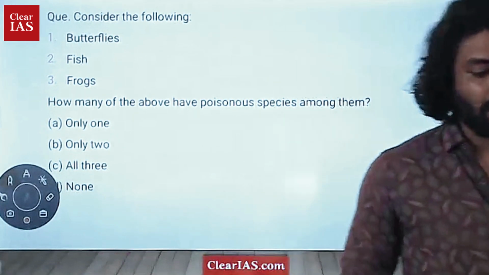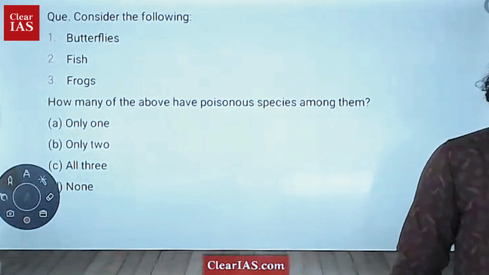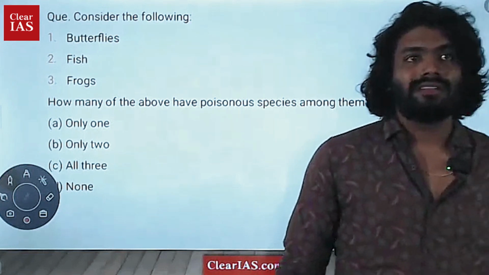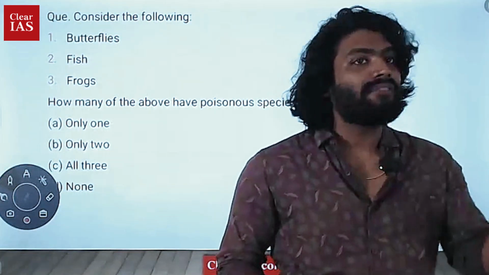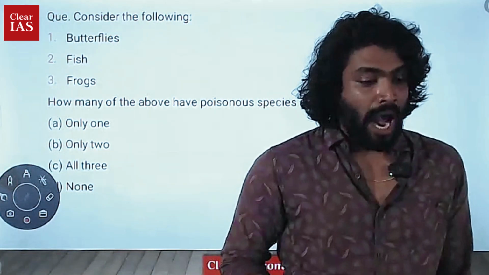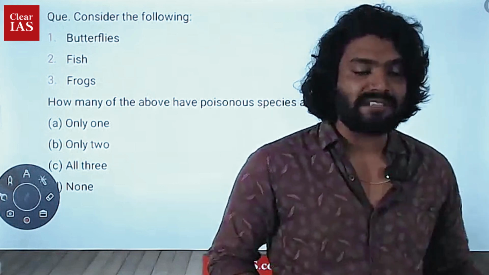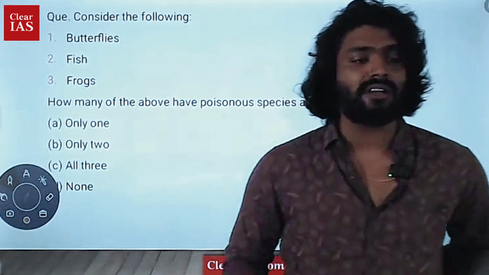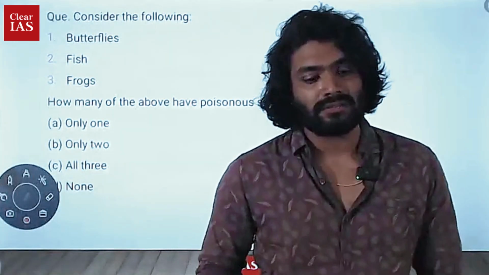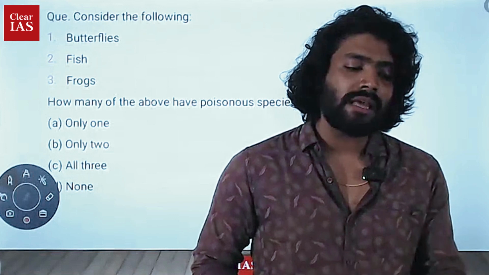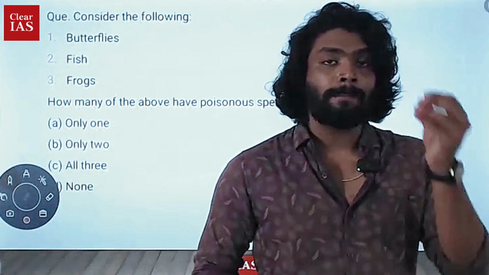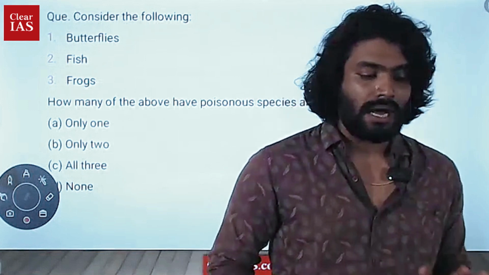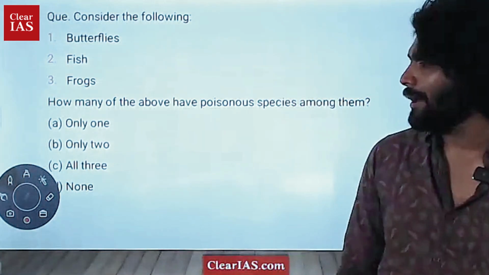This is a very simple question. There could be a poisonous butterfly, a poisonous fish, a poisonous frog. This is a very basic awareness that you get from around. The question is not whether all frogs are poisonous, or all fish, or all butterflies are poisonous. The question is just how many of the above have poisonous species among them? A very, very simple question. The answer is all three.